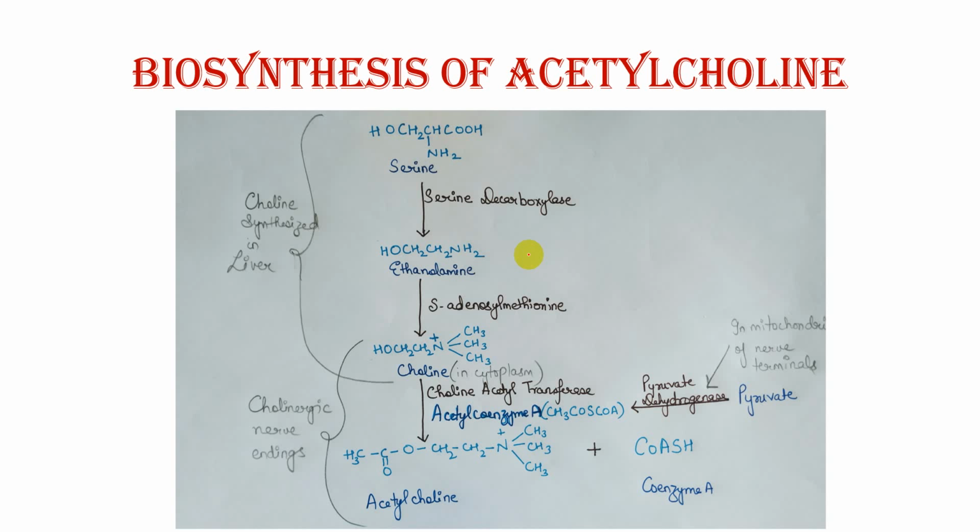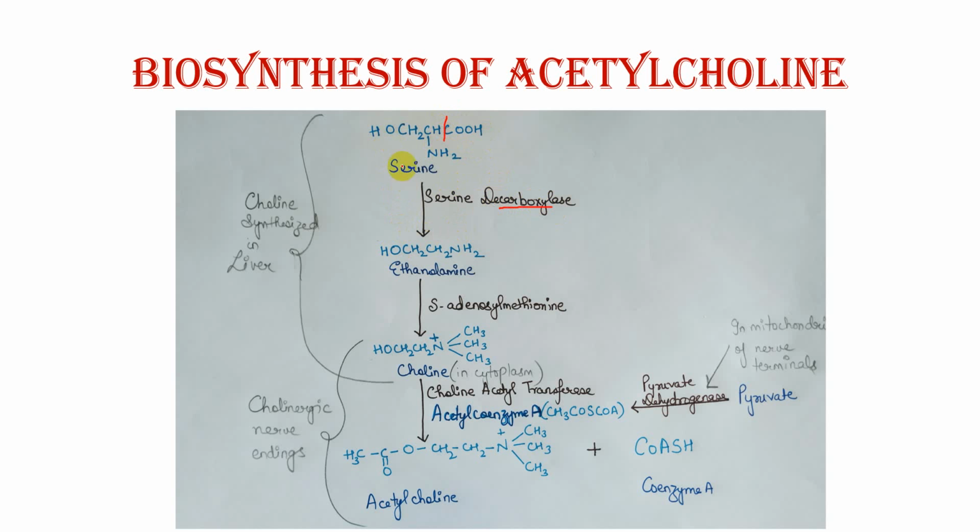Now, biosynthesis of acetylcholine. Please focus and try to understand. This is serine. Okay, serine in the presence of the enzyme serine decarboxylase. Again, decarboxylase. As soon as I say decarboxylase, immediately it should strike you that there is a carboxylic acid group that has to be removed. Decarboxylation has to take place. So this will be removed as specified by the name of the enzyme itself.